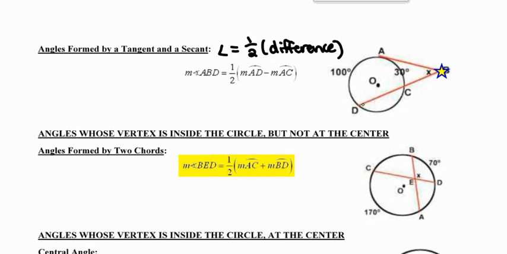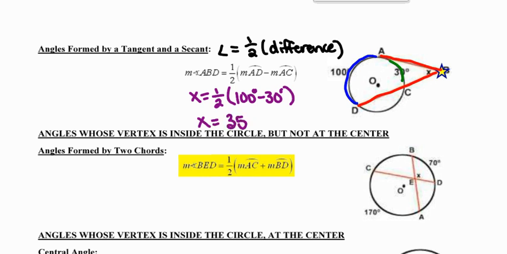So again, I'm going to take a look at the red sides of my angle. One of those intercepted arcs is the 100. The other of those intercepted arcs is the 30. So my angle measure is going to be half the difference of the 100 and the 30, or in other words, 35 degrees. So again, when the angle's outside the circle, the rule says the angle measure is half the difference of the intercepted arcs.